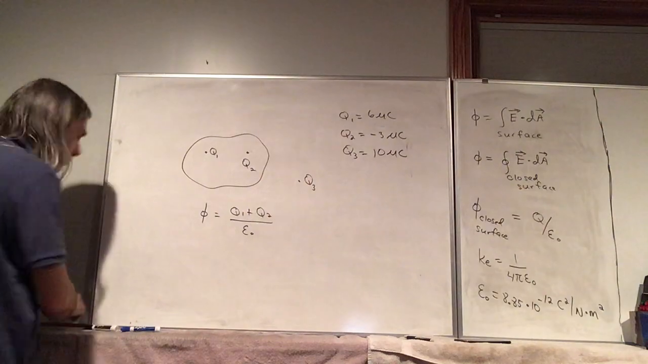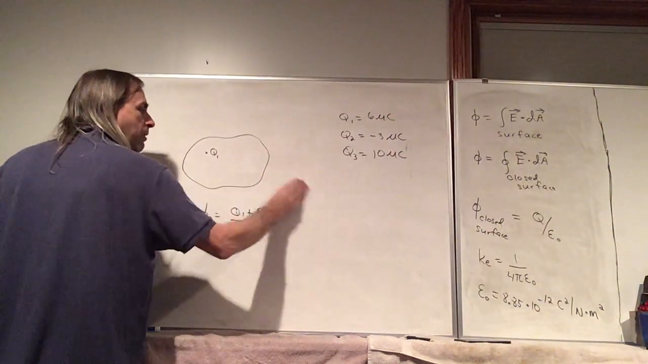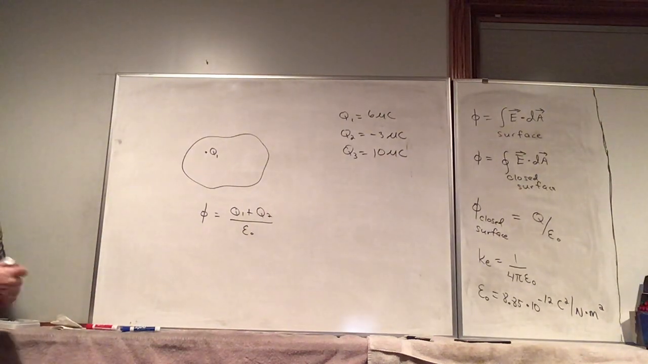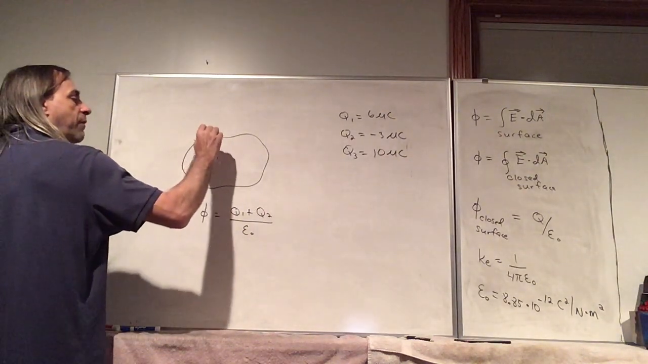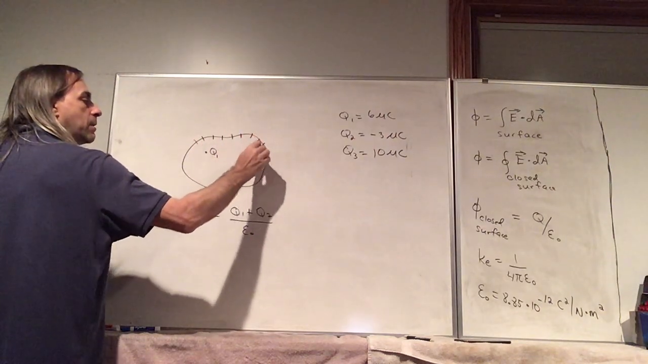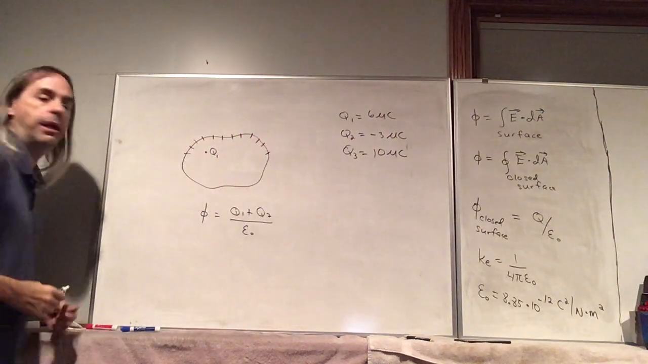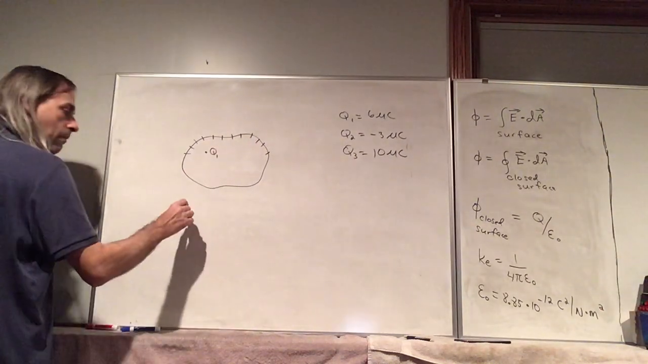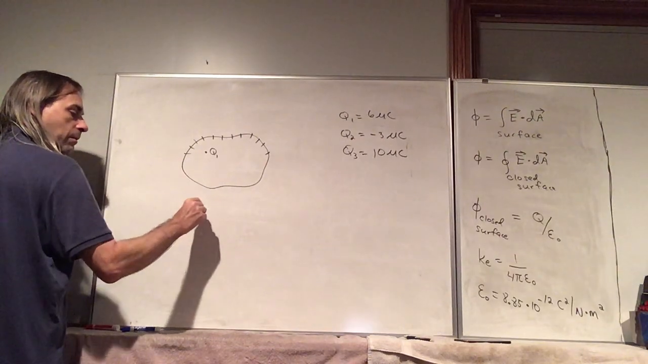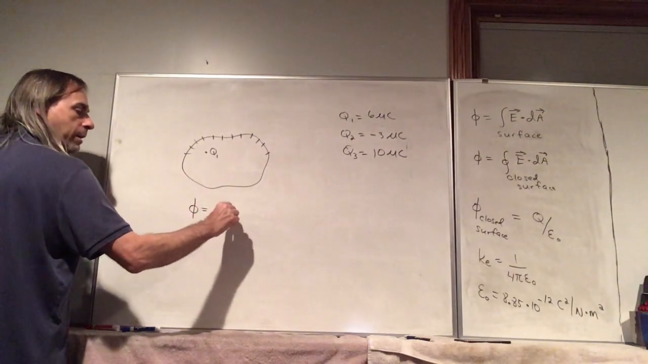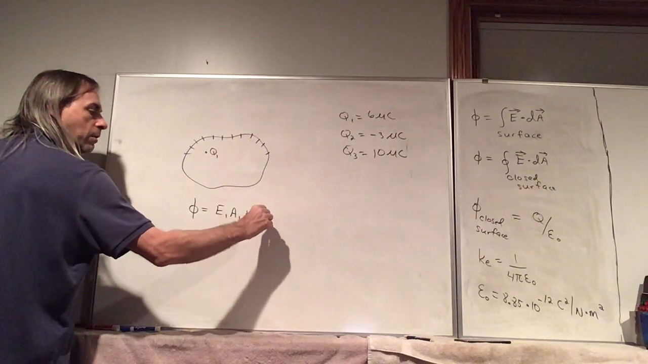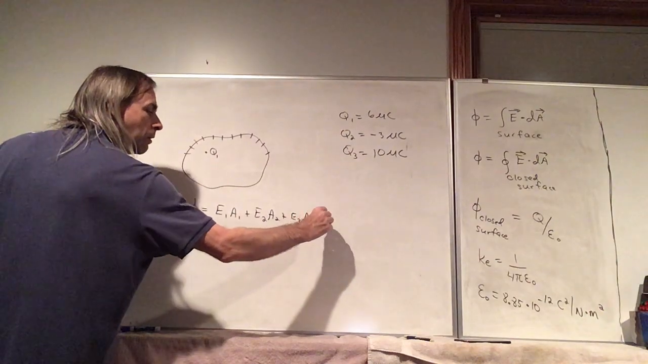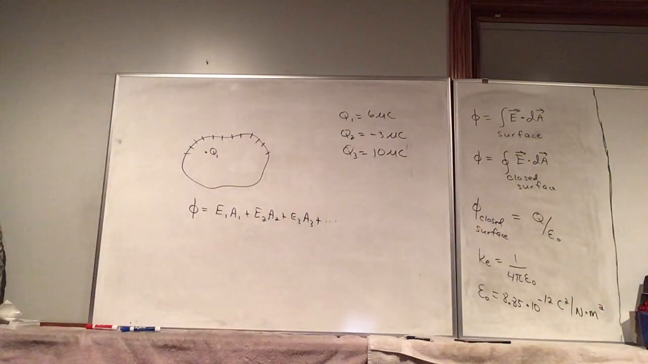Okay, let's say Q3 wasn't here. Or let's just get rid of Q2 as well. So let's say we calculate the flux with Q1 there. So what we have to do is break our surface into like a billion pieces. All right, you get the idea. And the flux through this surface, I'm going to write it like this: E1 A1 plus E2 A2 and, you know, however many pieces we have.